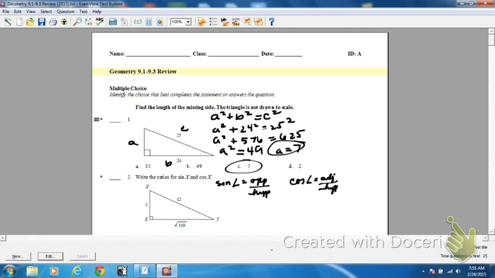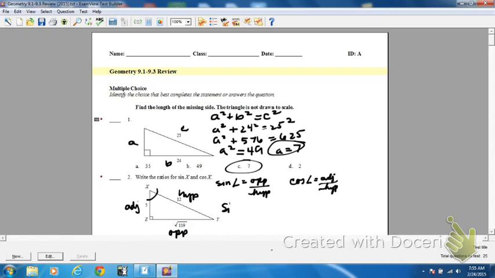So I'm going to fill in the information that I have. Both of them ask us to write it in terms of x. So according to x, angle 5 is going to be the adjacent side, square root of 119 is the opposite side, and the hypotenuse is 12. So I'm just going to fill in my information.